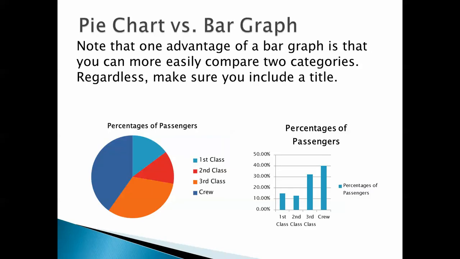Okay, let's talk about pie chart versus bar graph, or bar chart, sometimes we call it. Notice that one advantage of a bar graph is that you can more easily compare two categories. So for instance here, you can see that there were more crew than third-class passengers, whereas here, it's not as easy to see. They look roughly equal. Ditto with first class and second class. It's a little tough to tell that there was slightly more first class than second class, but it's relatively easy when you use the bar graph.